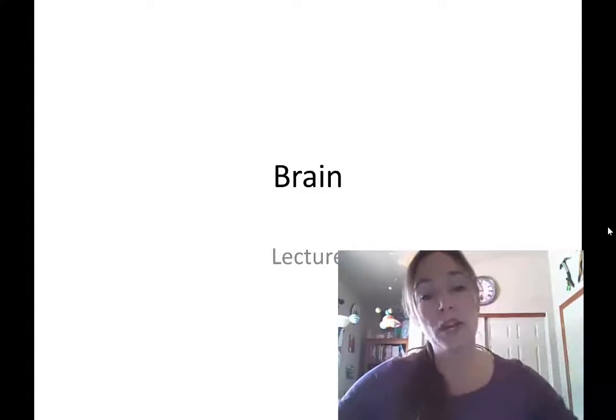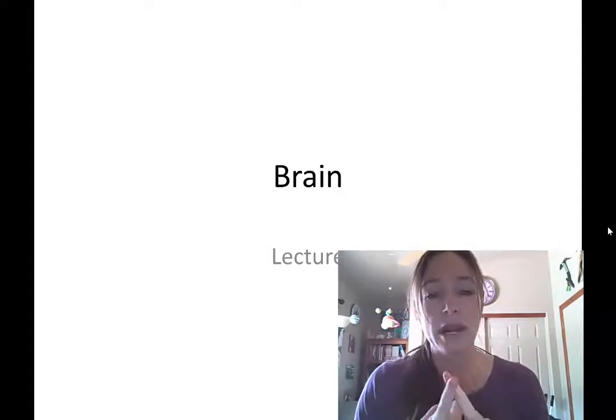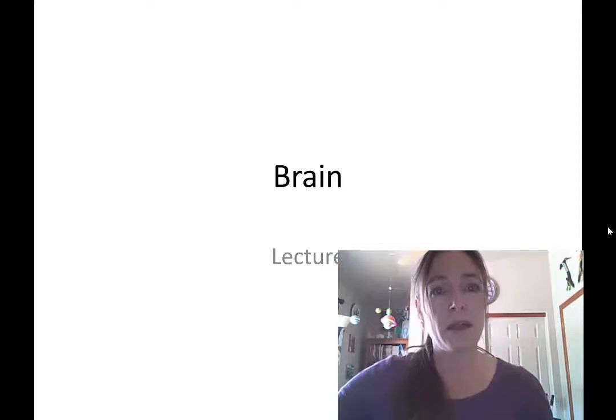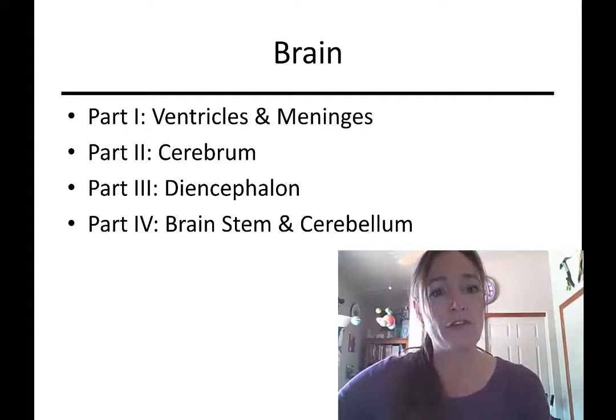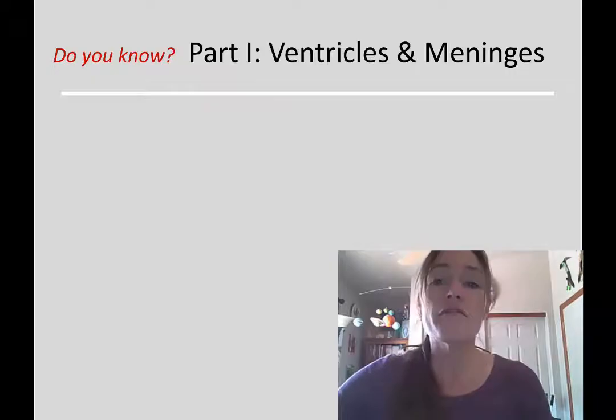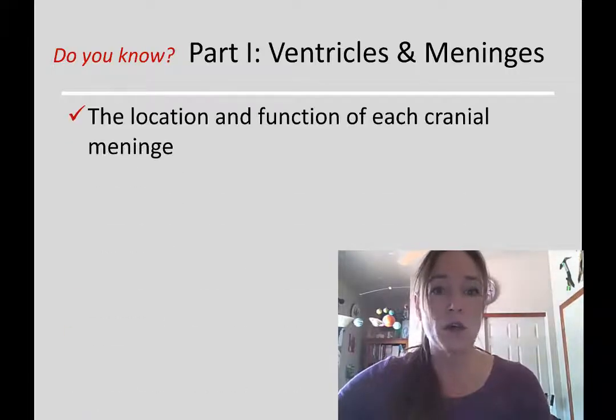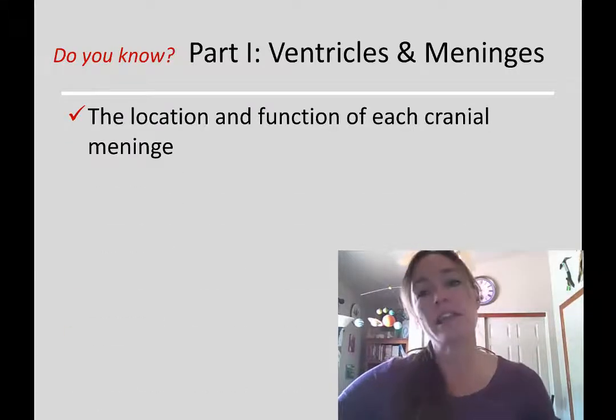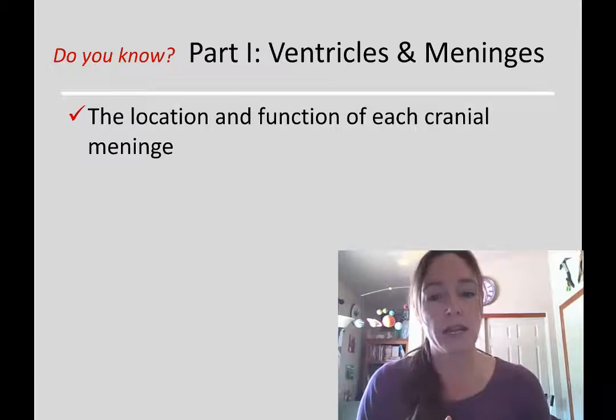For the Unit 3 review, we're going to go through the brain, the senses, as well as the autonomic nervous system. Part of the brain will also recall sensory and motor pathways. In the brain, we have 4 sections. In addition, there will be sensory and motor pathways. For part 1, you should know the location and function of each of the 3 cranial meninges.